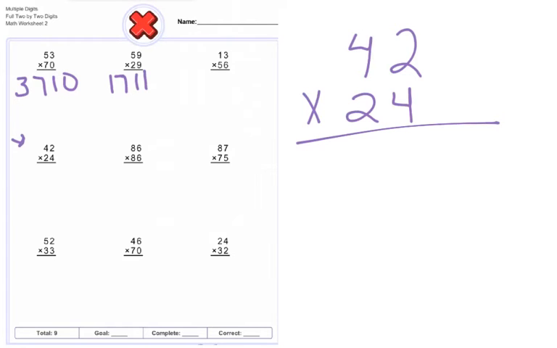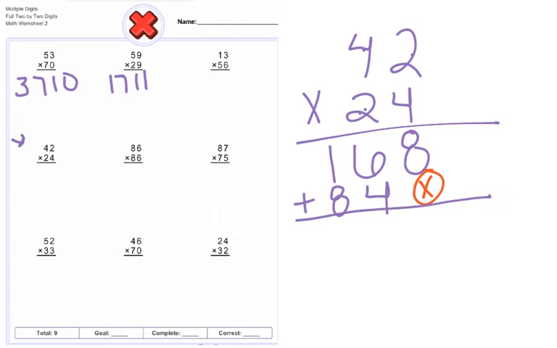Okay, same process applies. 4 times 2 is equal to 8. 4 times 4 is equal to 16. Okay, I'm going to put down my placeholder, and I'm going to go ahead to my next number. 2 times 2 is equal to 4, and 2 times 4 is equal to 8. And then I need to simply add. 8 plus nothing is equal to 8. 6 plus 4 is equal to 10. Put down my 0, carry my 1. 8 plus 1 is 9, plus 1 more is 10. Your answer is 1,008.